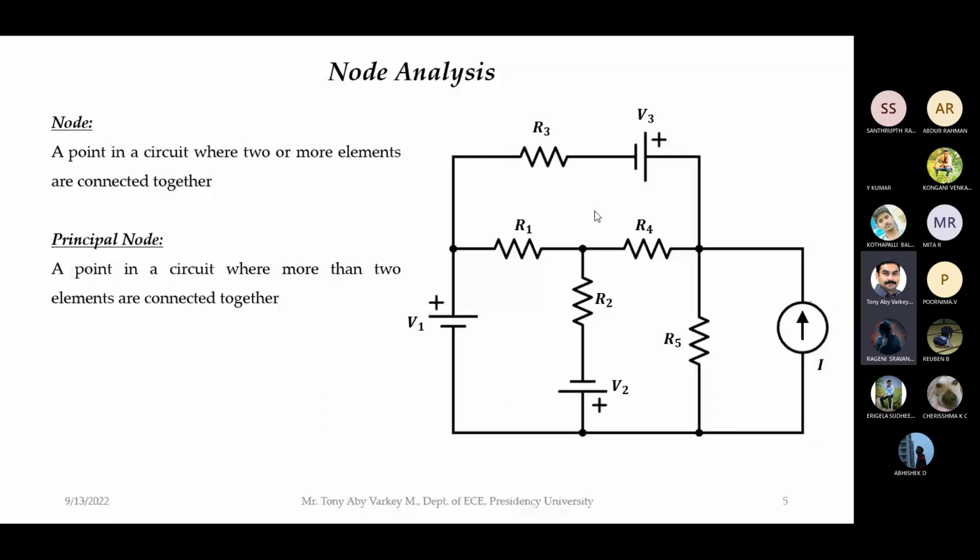Seven, sir. Seven. Not seven, six only other. Okay, I will mark it. Okay. So this one is a node. Is it clear? This point is a node, right?